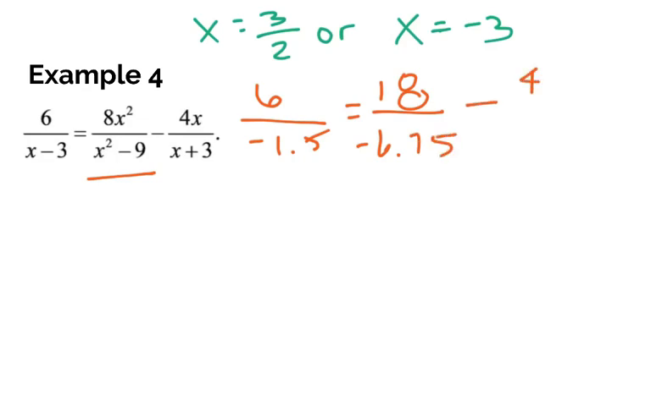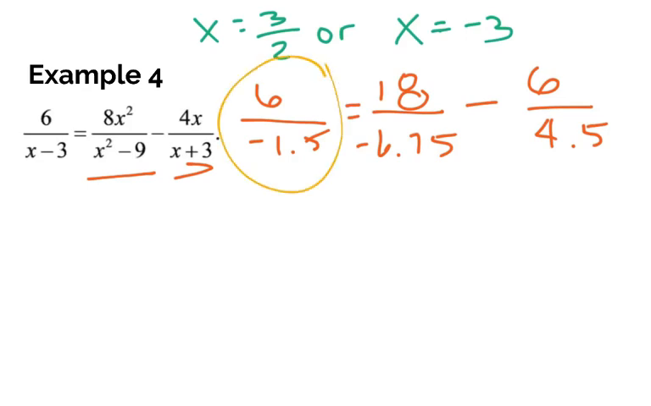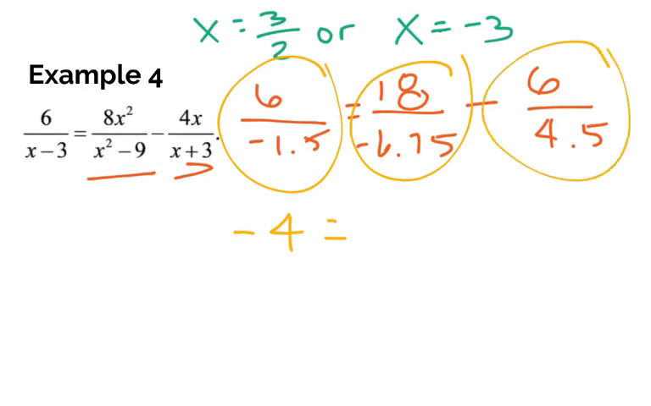Minus 4 times x, so 4 times 1.5 is 6. So I'll just write 6. And I'm doing this on my calculator. And then denominator, x plus 3, so 1.5 plus 3 is 4.5. Okay, so let's do this. 6 divided by negative 1.5 gives you negative 4. 18 divided by negative 6.75 is a fraction, but then let's subtract this one, and I'm doing that in parentheses, and I am getting negative 4 when I do all that, so we are good to go. All right, so that's an answer.